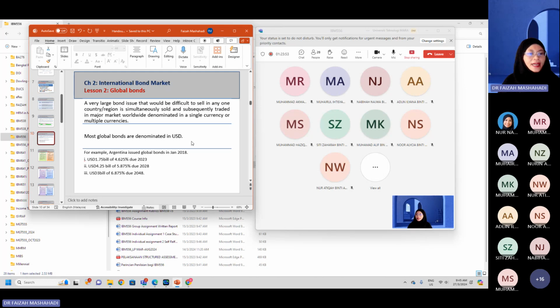So we have an example here, Argentina. Remember, Argentina is a government. Governments are allowed to issue bonds. They issued bonds in January 2018. So what is the amount of that bond? You can total up this one here. It's about how much?